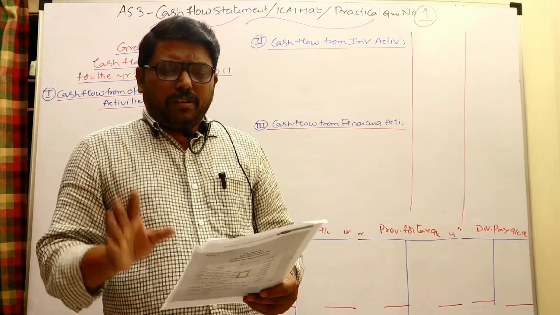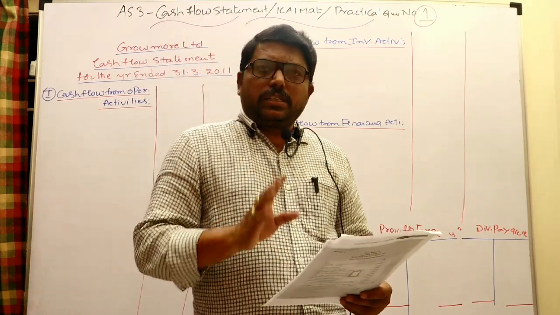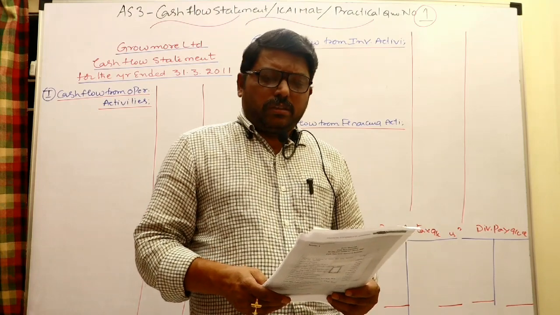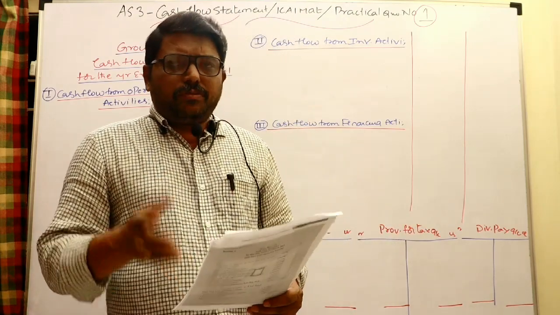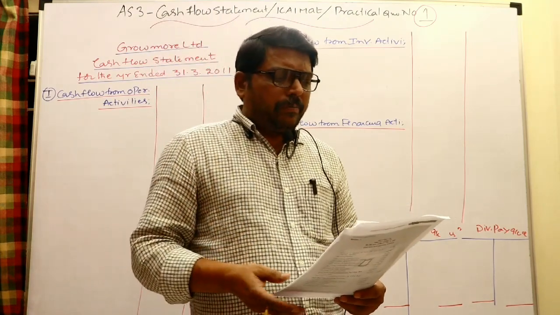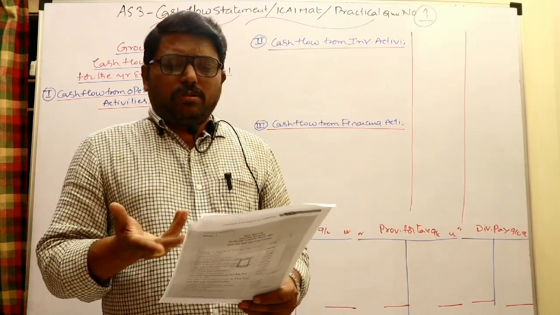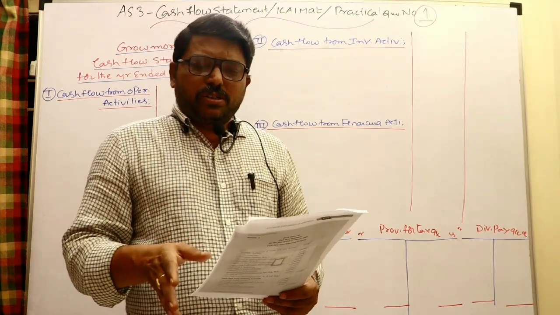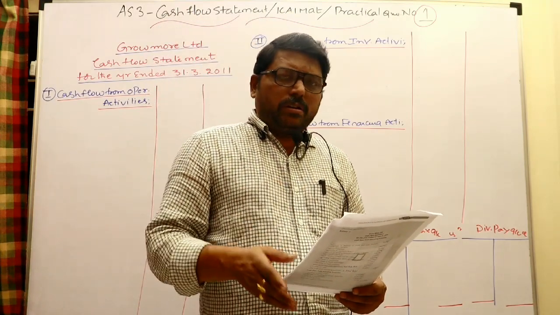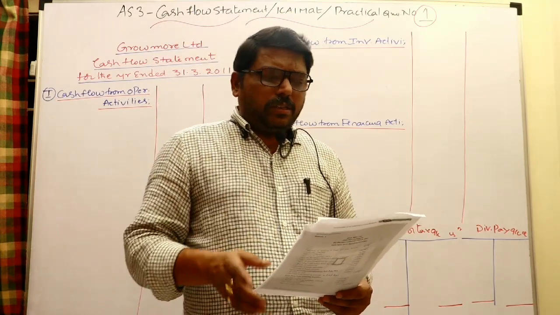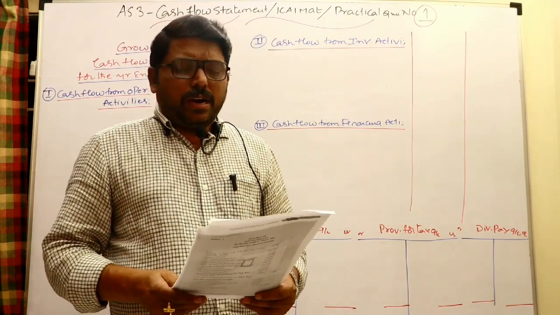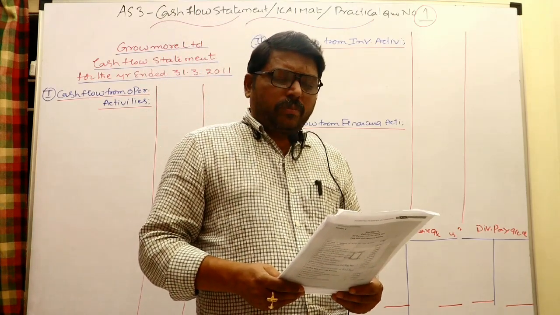Plant and machinery opening 5 lakhs, closing 7 lakhs. Nothing is mentioned, I say purchase 2 lakhs during this year. If any information is given, you may have the plant and machinery account. Land and building also same, opening 4 lakhs, closing 6 lakhs. If nothing is mentioned, I can say cash paid for purchase of land and building, it is investing activity. Obviously plant and machinery also investing activity.